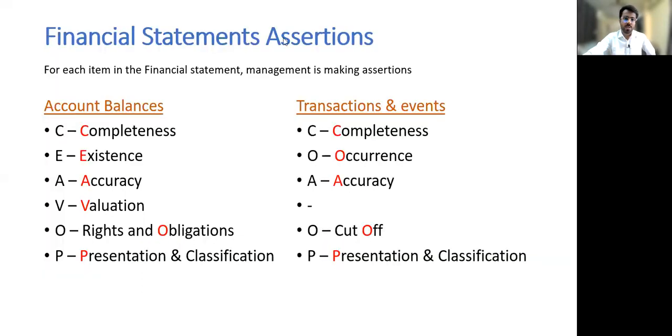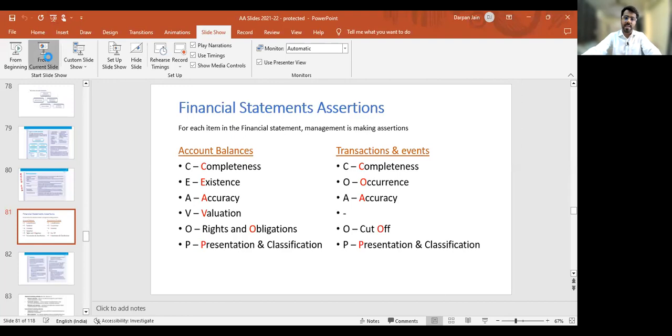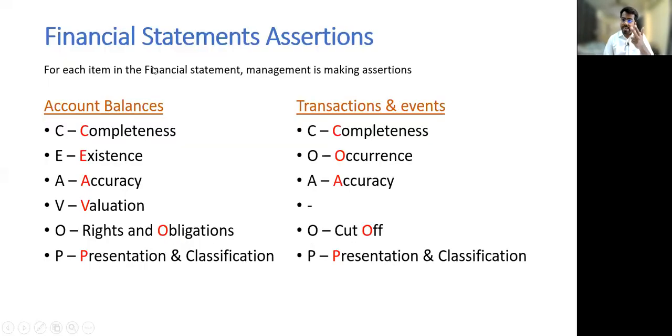Yes. So we were discussing financial statement assertions, right? We discussed already all the account balances. We've discussed the balance sheet items. In balance sheet items, we've seen CWOP. Remember CWOP? C for completeness, E, existence, A, accuracy, V, valuation, O, rights and obligation, P, presentation and classification.